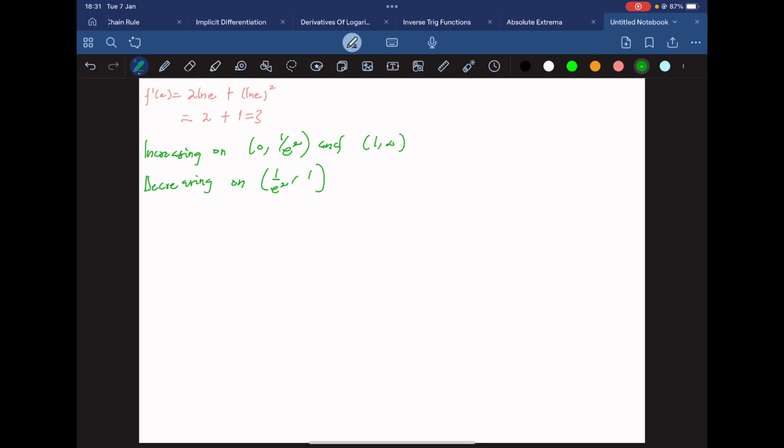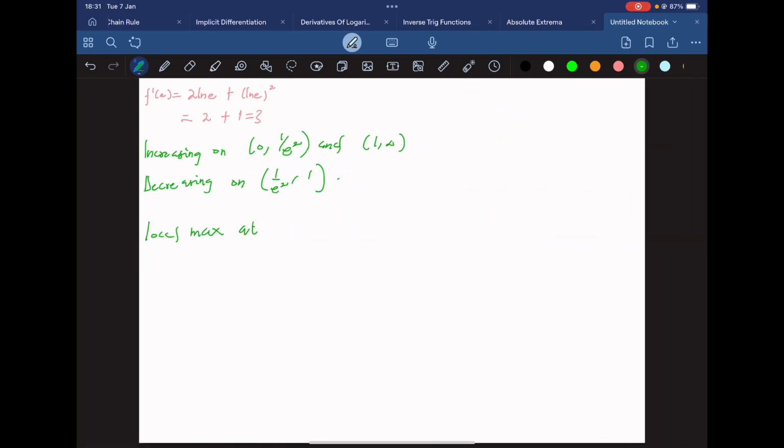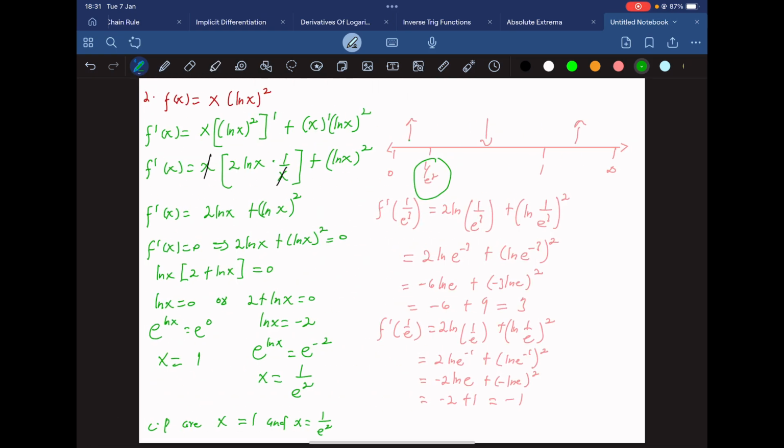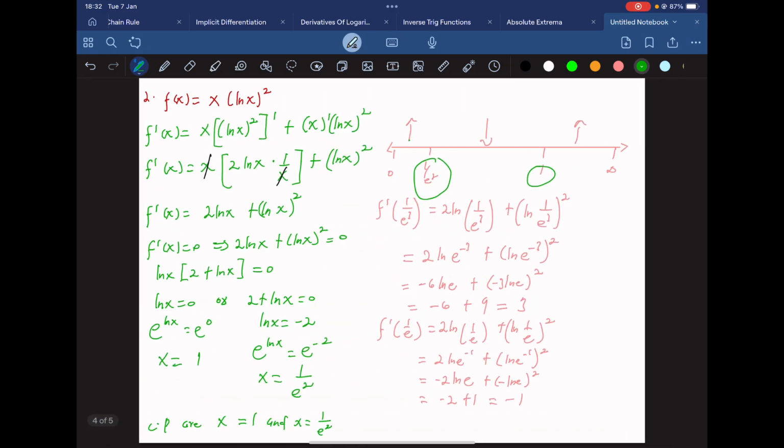Okay, so is there any local maximum and local minimum? Let's check. So for a local maximum, f prime has to change from positive to negative. So over here, looking at the first critical point, we can see that it moves from positive. It goes up and it comes down right here. So then we can see that there is a local maximum at x is equal to 1 over e squared, and there is a local minimum at, now in this case, it goes down and it goes up. So we can say at x is equal to 1, there is a local minimum.